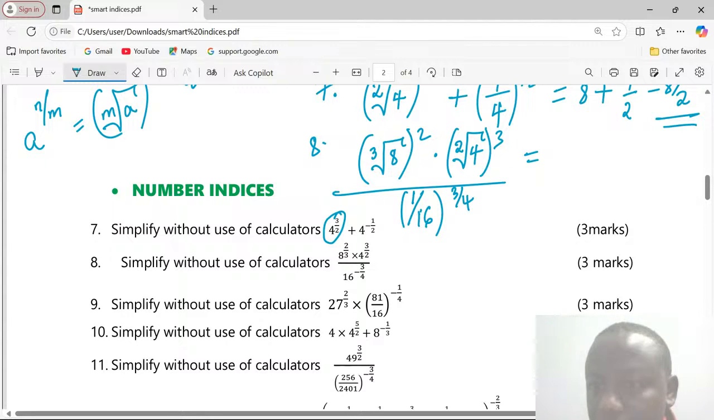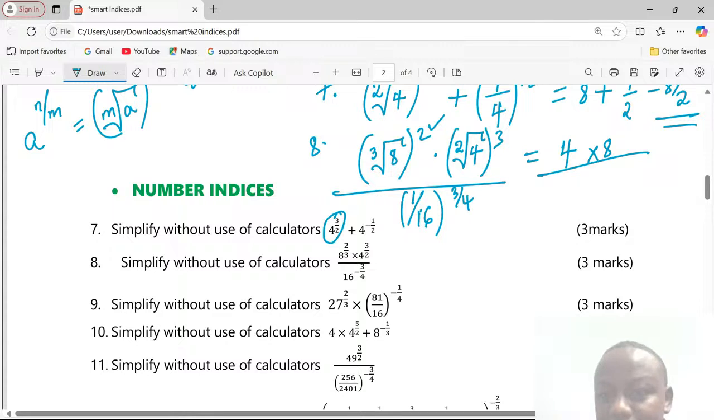Let's continue working this out. The third root of 8 is 2. Then 2, when you square, we get 4. That is from the first term. In the second term, on the numerator, we take the second root of 4, which is 2. Then raised to power 3, it becomes 8. Divided by, we apply the fractional law at the denominator.